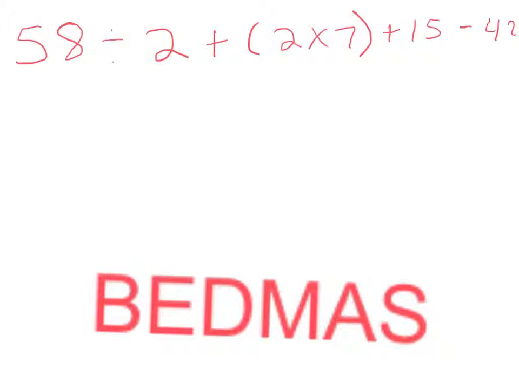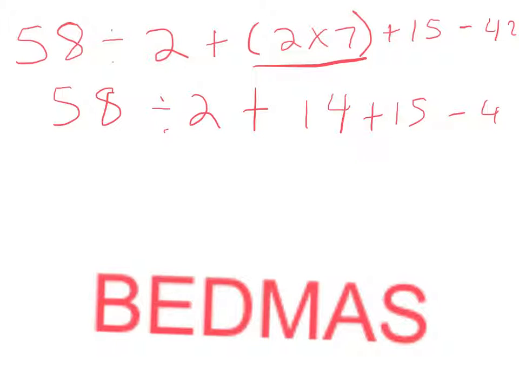Alright, now I assume you're back and you've pressed pause and you've tried the question, and let's see how you did. So let's see. We're going to go with order of operations as usual. Brackets, exponents, division, multiplication, addition, subtraction. So 58 divided by 2. So half of 58, that's going to be 29. Oh, made a mistake. I can't do that first. I need to do what's in brackets first. So I'll do this later. So 2 times 7, that's 14. So my next line is 58 divided by 2, add 14 plus 15 minus 42.